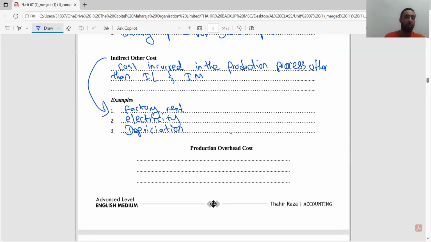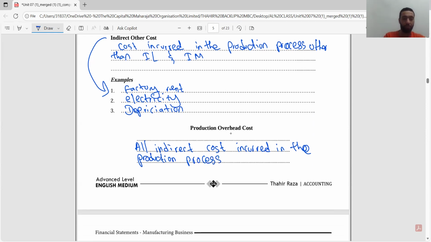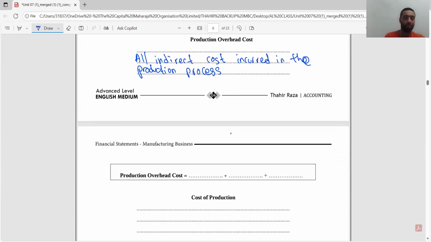So now we know production overhead. What is this? All indirect costs incurred in the production process. Production overhead cost means indirect material, indirect labor, indirect other.